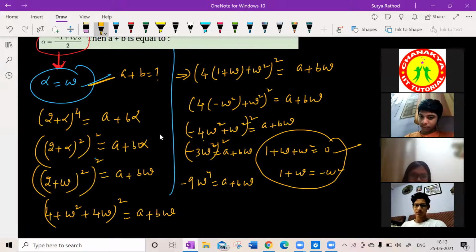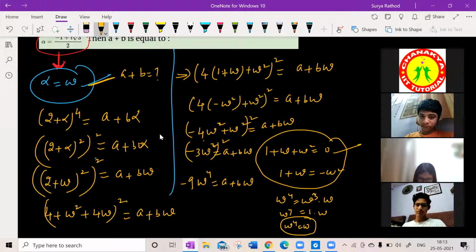So what is omega power of 4 here? Omega power of 4 can be written as omega cube into omega, right? Omega cube value 1 I know, into omega. So omega power of 4 can be written as omega. So minus 9 into omega is equal to a plus b omega.